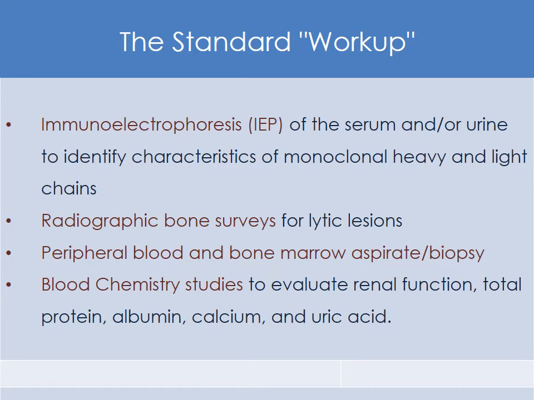Now we will move on to the standard workup of multiple myeloma. First and foremost is the immunoelectrophoresis. This is the gold standard for diagnosis. Immunoelectrophoresis should be done both in the serum and urine to find the monoclonal heavy and light chains. Next, complete radiographic bone survey for lytic lesions. Then peripheral blood and bone marrow aspirate or biopsy. Then blood chemistry studies to evaluate the renal function, total protein, albumin, calcium and uric acid.